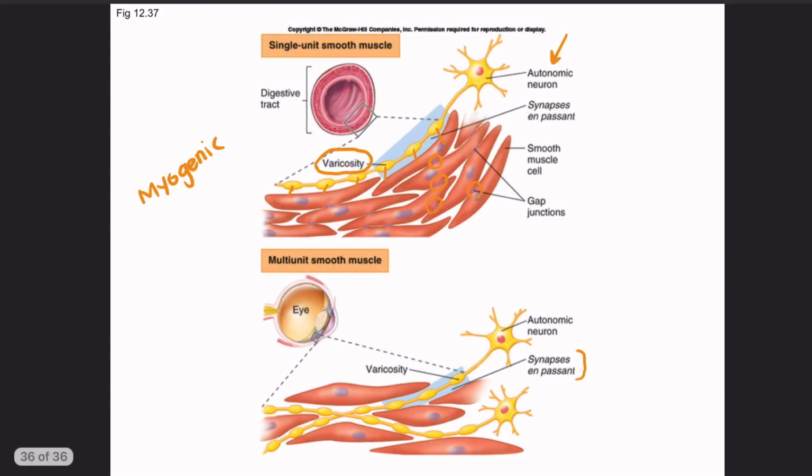A multi-unit smooth muscle requires the activation or excitation from a neuron. And so this is showing you a neuron activating these multi-unit smooth muscle fibers.